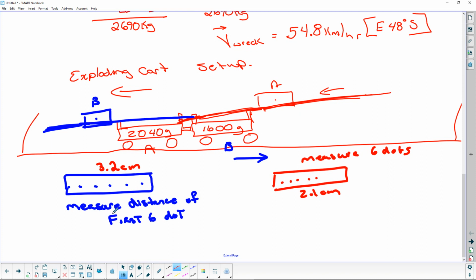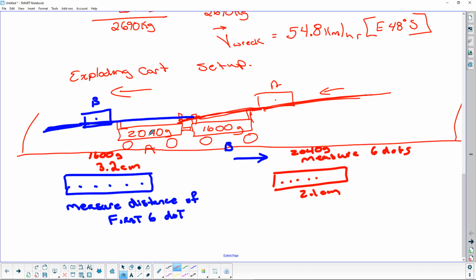Okay, so after you get these pieces, you would put the mass on the back so you don't forget. So the blue one would be 1,600 grams, and the red one would be 40 grams. Okay, so now you've got the mass of the cart.